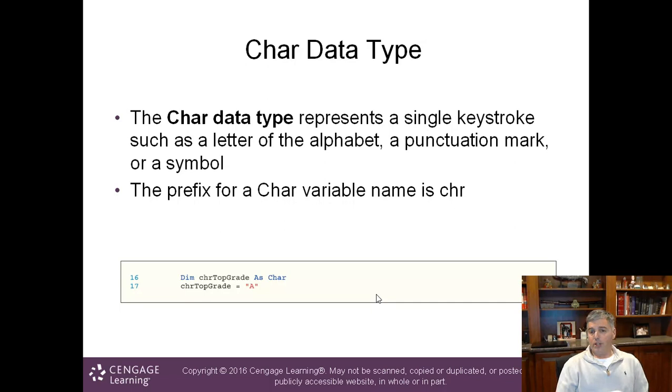So a char data type represents a single keystroke, such as a letter of the alphabet, a punctuation mark, or a symbol. So you could use a string for that. The strings would use a lot more memory. So if you know a user is only going to be entering a single character into a text box, or that's all you want to put in a variable, you can use the char data type for that.